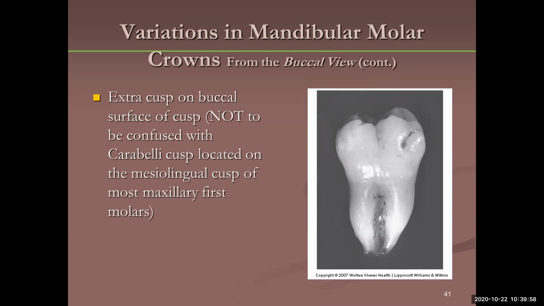Occasionally, look at this. You can have an additional cusp. Oh my gosh, is that a cuspa carabelli? Certainly looks like it. But it's a mandibular molar, probably a 3rd molar, okay? And it's on the buccal.